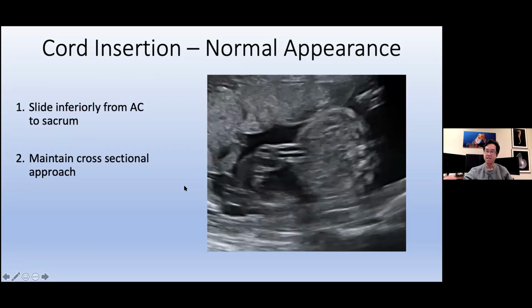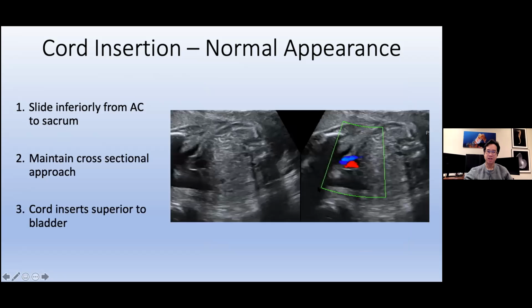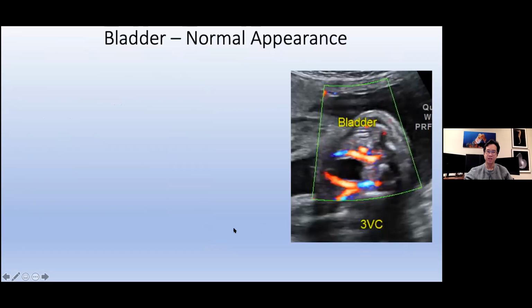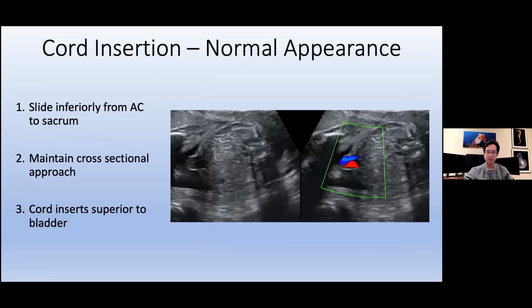So you want to maintain that transverse cross section as best as you can. Here's a beautiful image of the cord insert. The cord insertion sits superior to the urinary bladder. You can see color flow there. And then of course, as you sweep inferiorly, you just want to make sure that the cord insertion is normally positioned, that it's not dilated, that there's no masses or anything sticking out or into the cord insertion site.